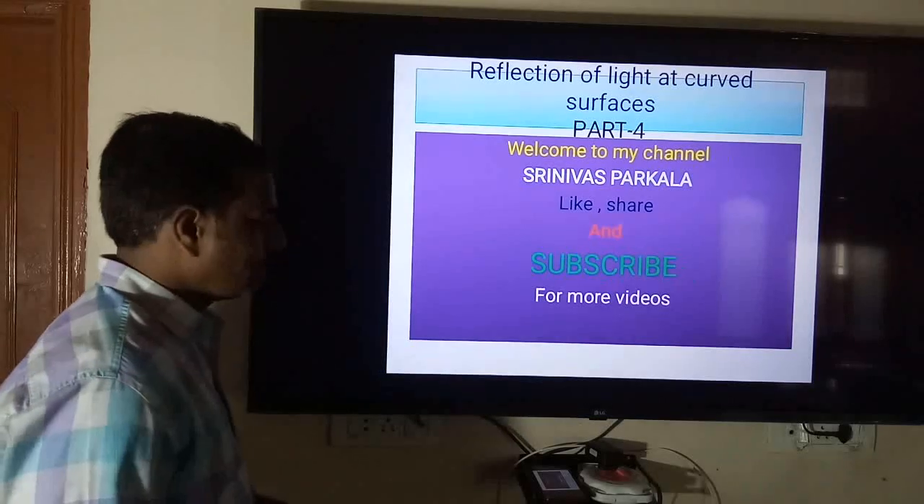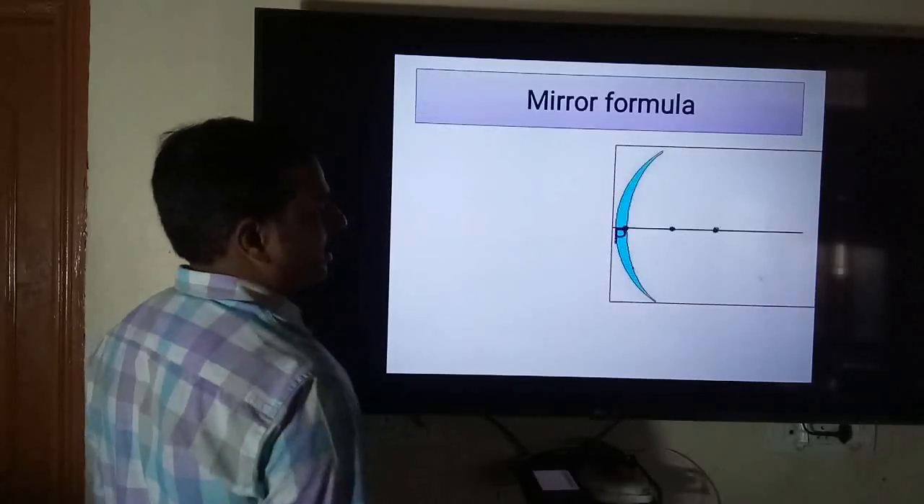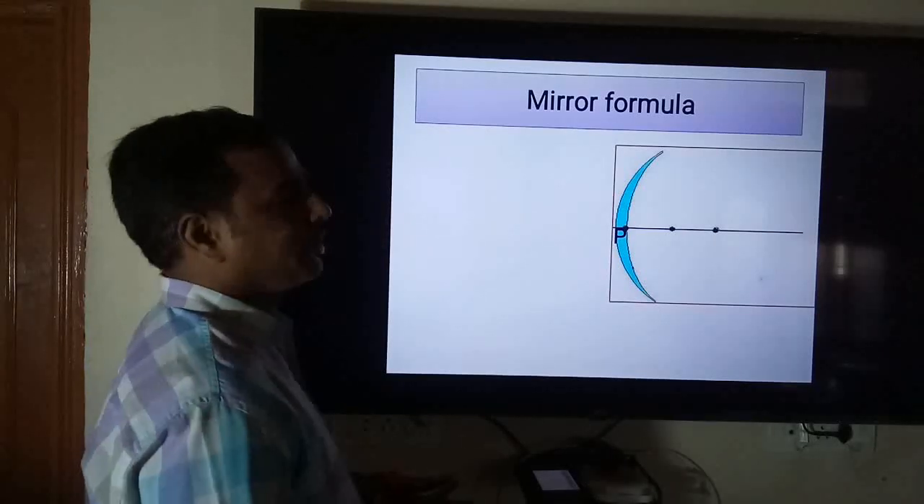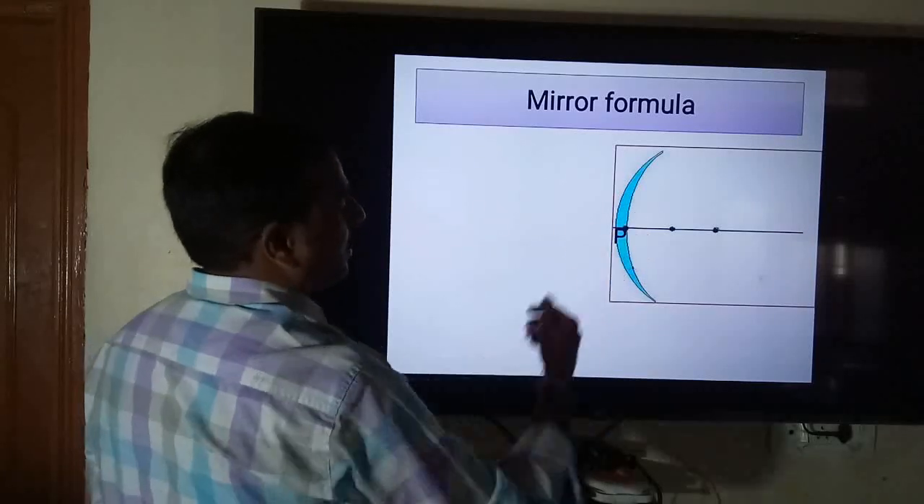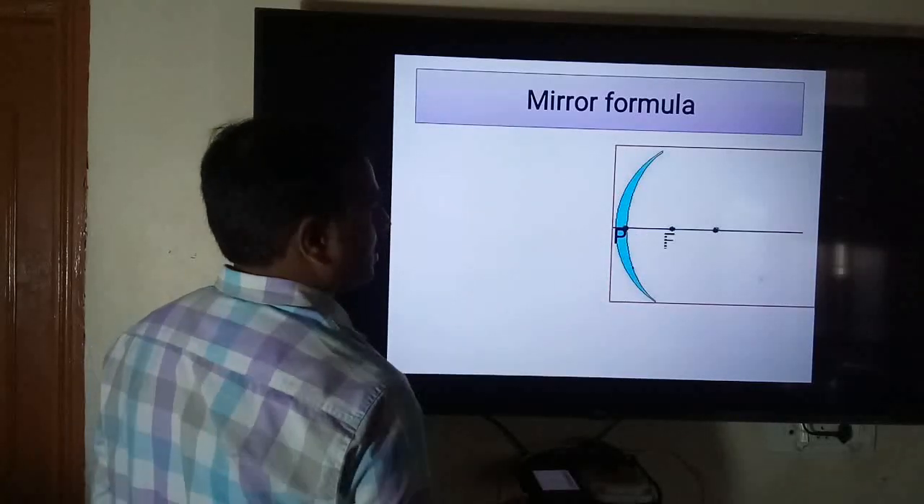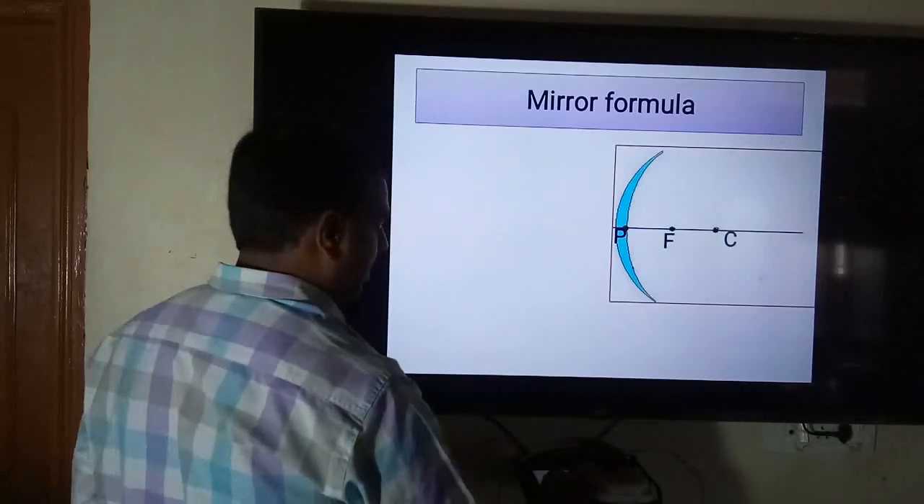Now I am going to show how to derive the mirror formula. For that I am using a concave mirror, and image formation in the concave mirror, to derive the formula. We know very well in the figure, P is the pole, F is the focal point and C is the center of curvature.